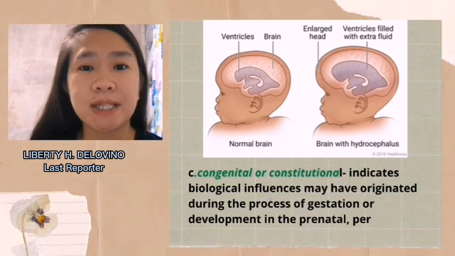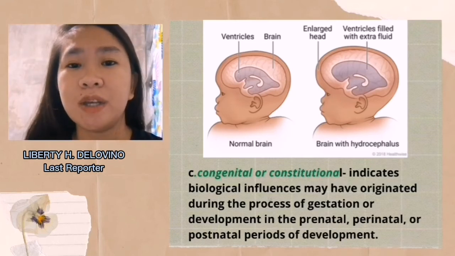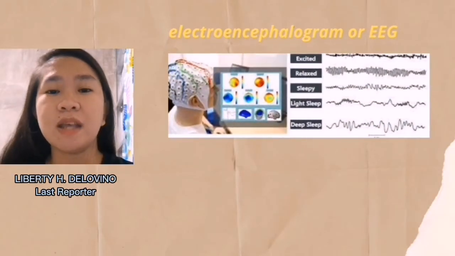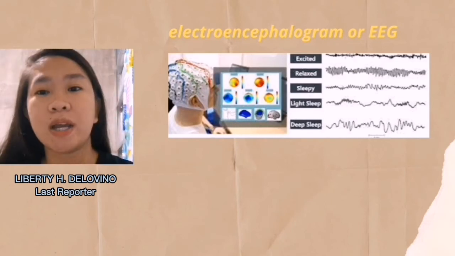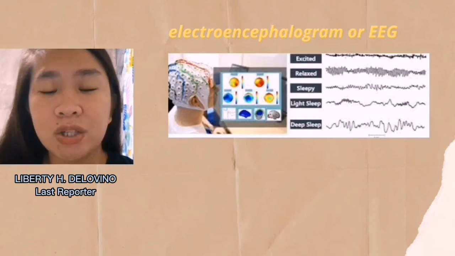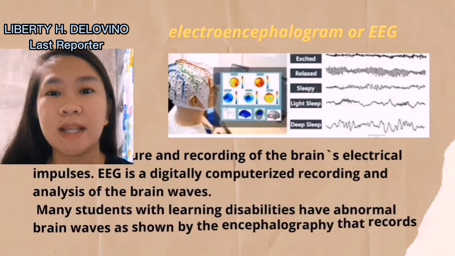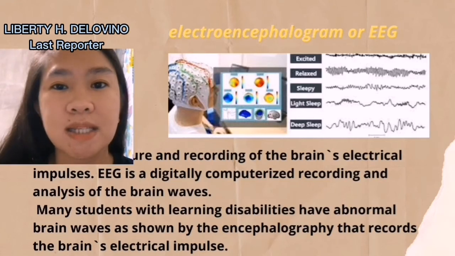Some individuals with learning disabilities show definite signs of brain damage, which may well be the cause of their learning problems. In recent years, neurologists and other professionals use advanced technology to assess brain activities more accurately. Some of the new procedures are, letter A, electroencephalogram or EEG. This is a graphic measure and recording of the brain's electrical impulses. The EEG is a digitally computerized recording and analysis of the brain waves.